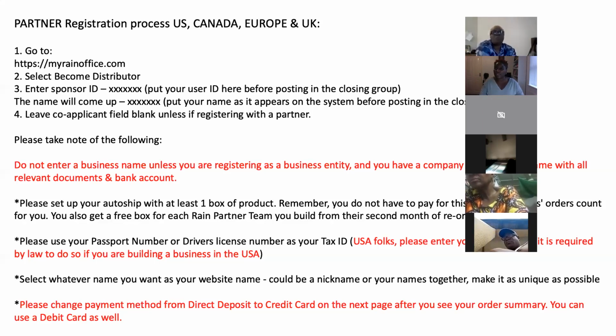Now, you're gonna get to a page where you need to enter your URL, which is a website for you. You need to put a URL. In that box, you don't need to put in www.myrainlife.com/. No, just put the name you want after the /. It could be a nickname. It could be your first and last name together. If it's not already taken, that is what you should put there.